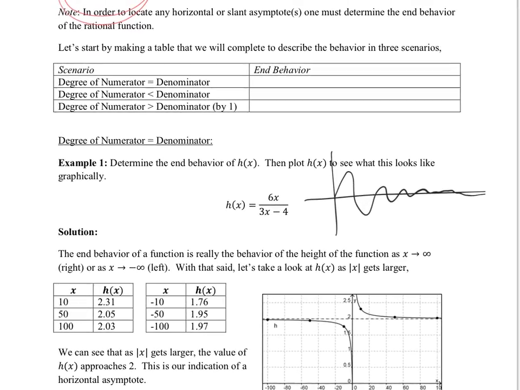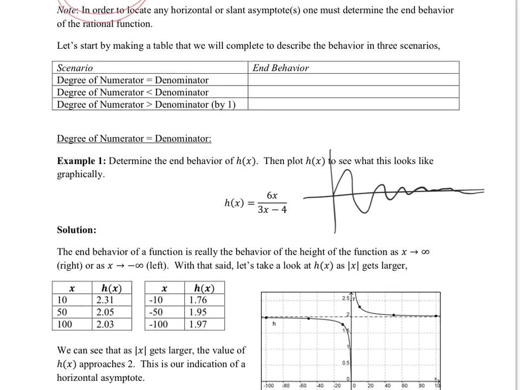So what we want to do here is really just make x really big. Look at the table here, please. As x gets larger, 10, 50, 100, what's happening to the y value? It's getting closer and closer to what number? 0. And the same thing here. Take a look. As x gets larger and larger and larger in the negative direction, it gets closer and closer to what number again? 2. Where does the 2 come from?